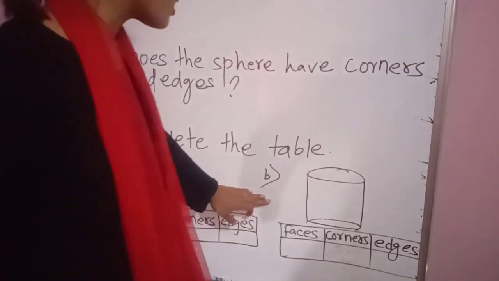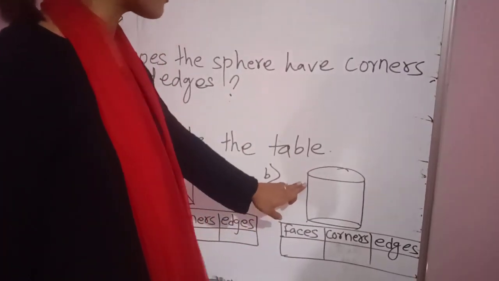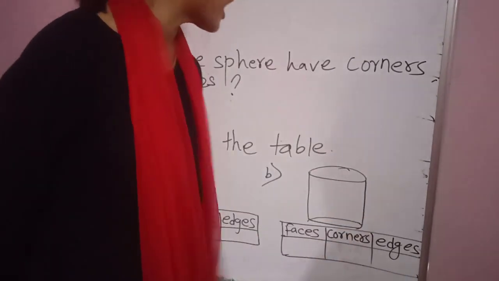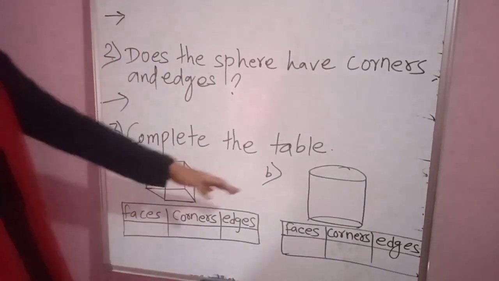Likewise, B. This is the figure of a cylinder. You have to write how many faces, how many corners, how many edges this cylinder has. You have to do it like that.